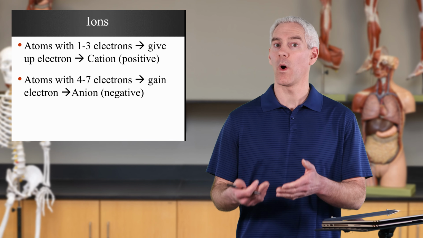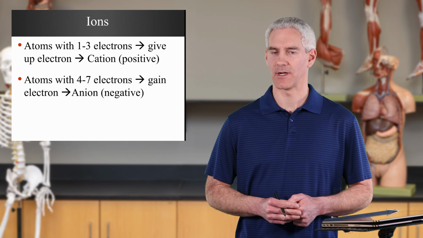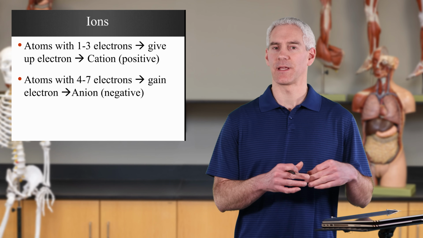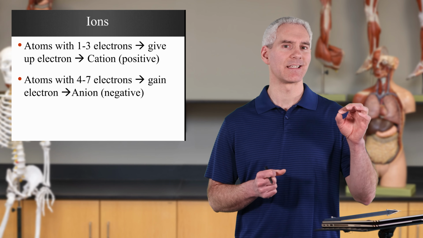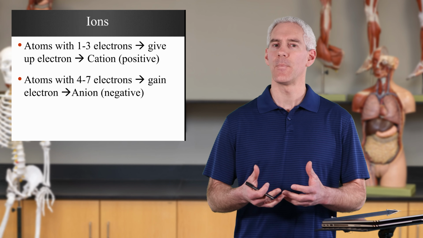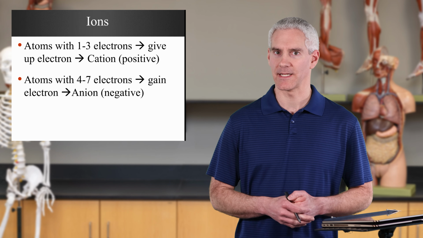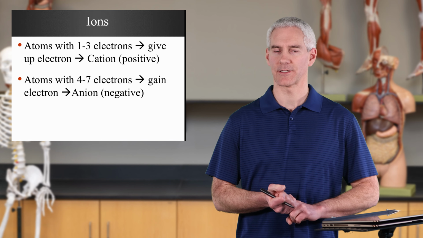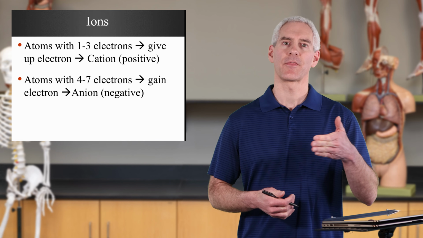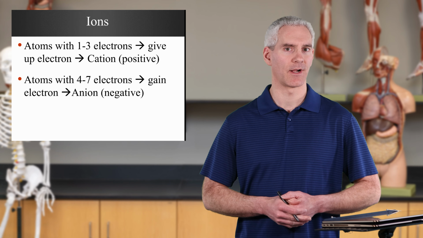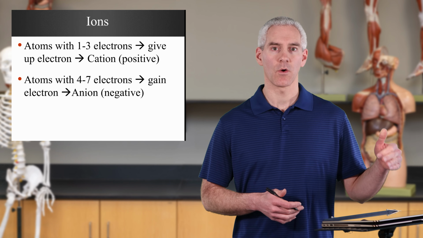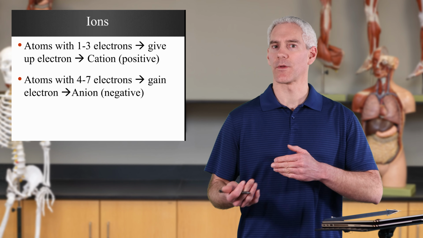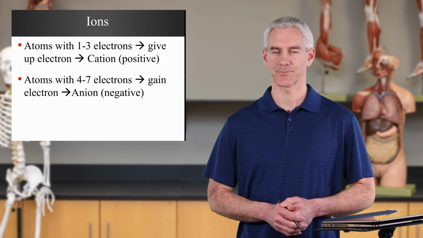Atoms that have 1 to 3 electrons in their outer valence shell. Now, a slight caveat just to make sure I'm on the same page here. That's the second shell, the third shell. Most of the main ions we're talking about in the body fall in that category. The first shell only has 2 electrons. Second and third shells both have 8 electrons as a max. So this 1 to 3 electrons, that's referring to the second or third shell of electrons.